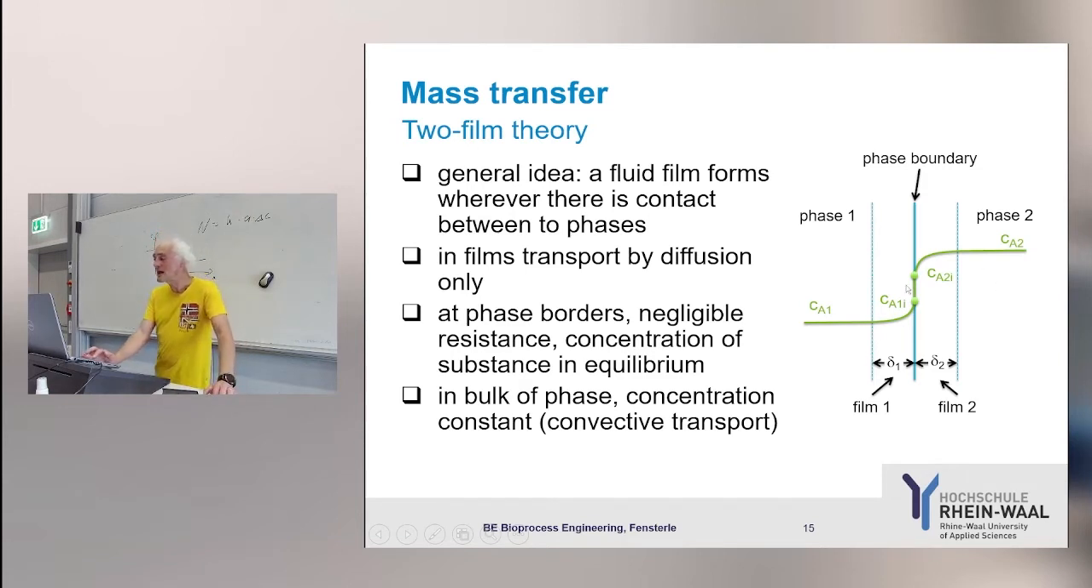And this of course happens at both phase borders, and the thicker the film is, the larger the area where I have diffusion. This two-film theory is very important, not because you necessarily want to measure the thickness and so on. It's just something which helps us later on to mathematically describe transport processes, because at the end this is what we want to do. But there was a question.